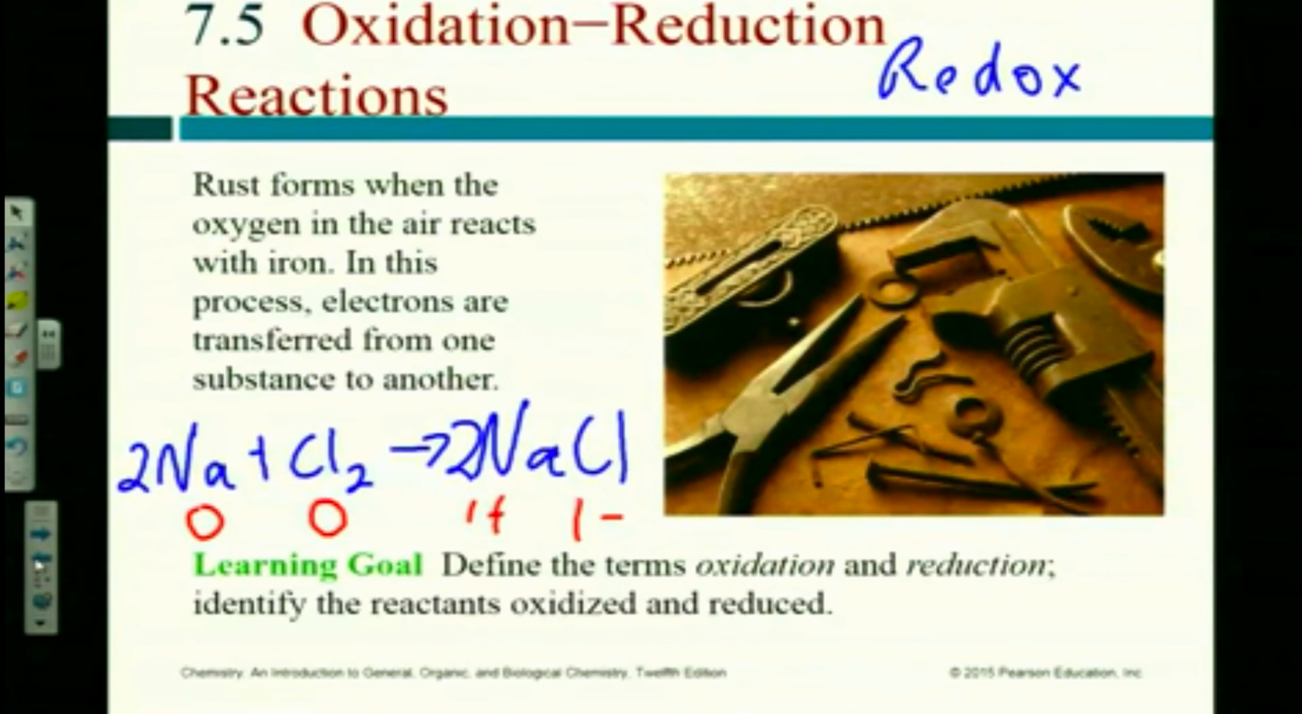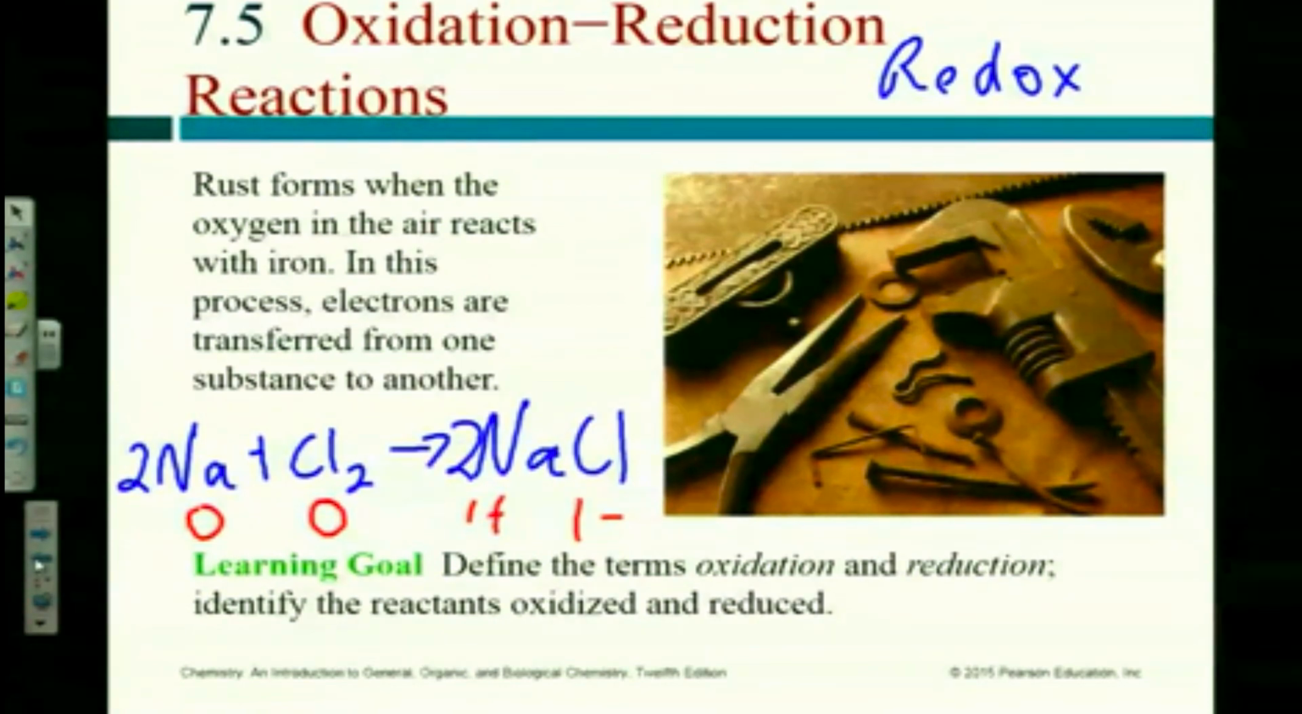Sodium here, is sodium being oxidized or reduced? Does sodium gain or lose electrons? It loses electrons. That's how it becomes positive, right? Positive things have lost electrons. So when it lost an electron, it was oxidized or reduced? Oxidized. That means that the chlorine was reduced. Okay, they always come together. They're always in pairs. Can't have one without the other.